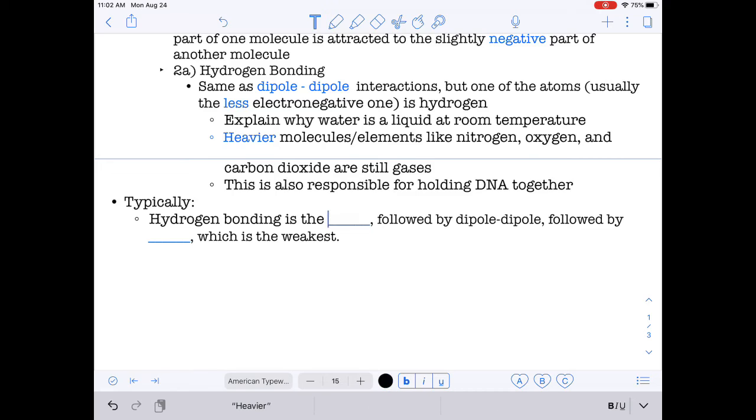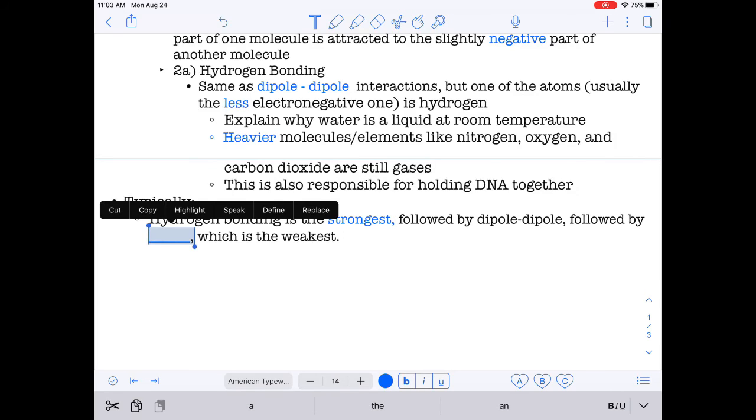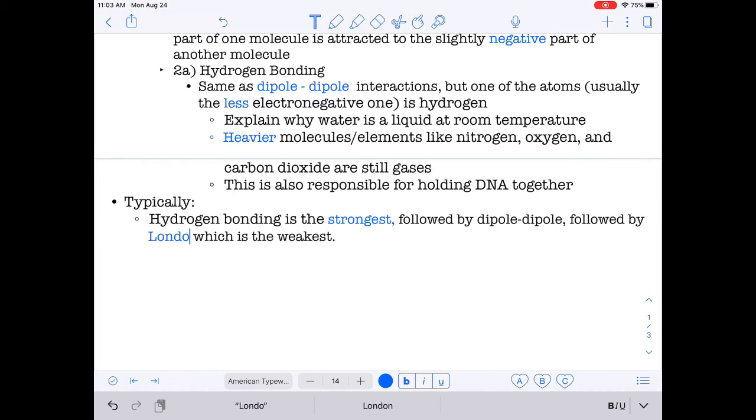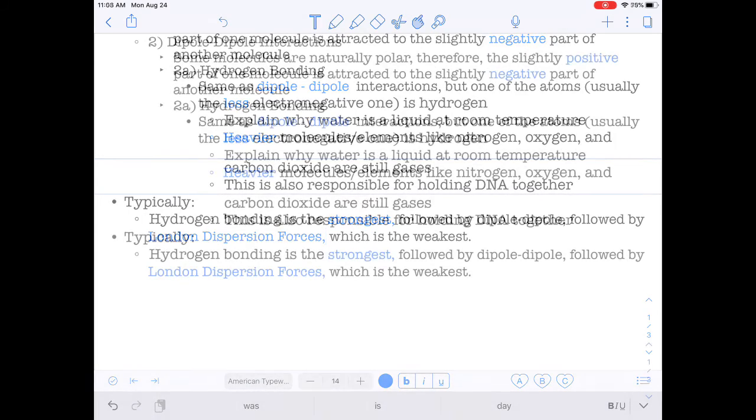So typically hydrogen bonding is the strongest, followed by dipole-dipole interactions, followed by London dispersion forces, which are the weakest. And this is just typically, there could be exceptions to this, but typically this is how it goes.